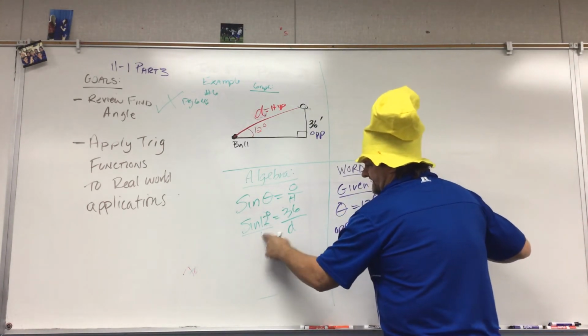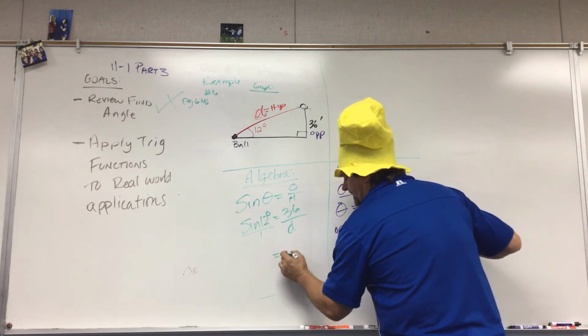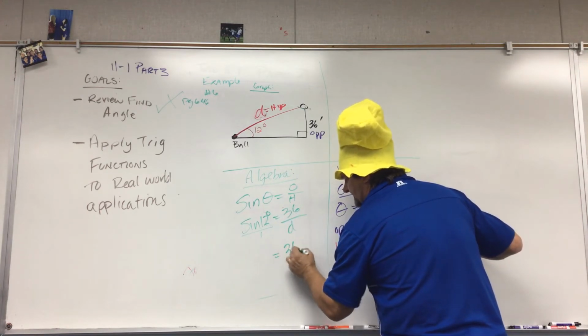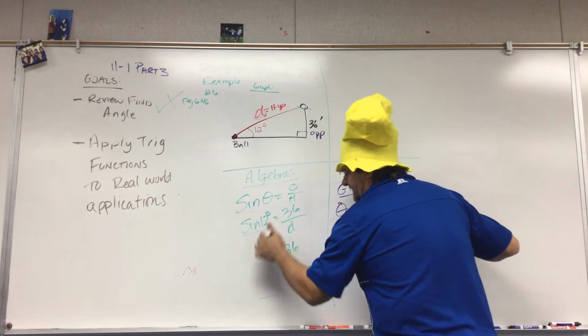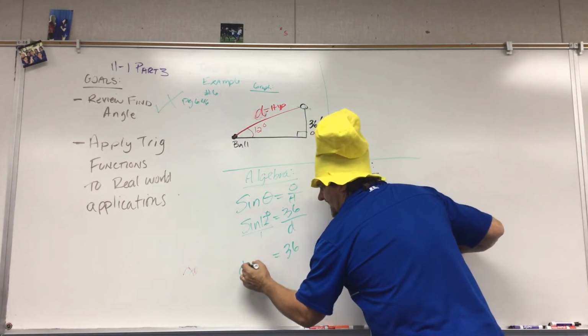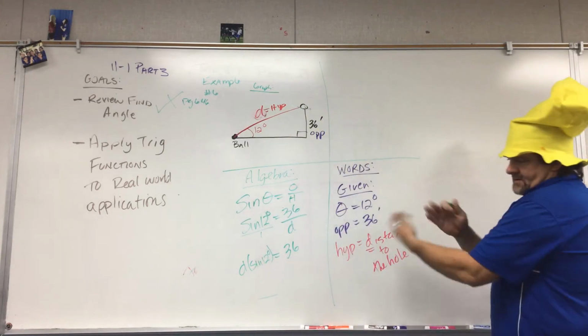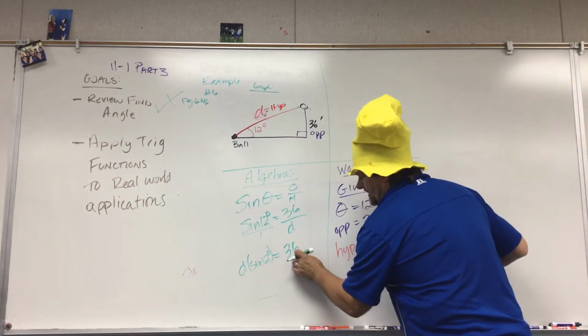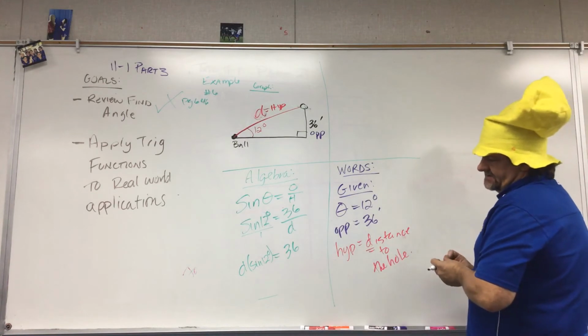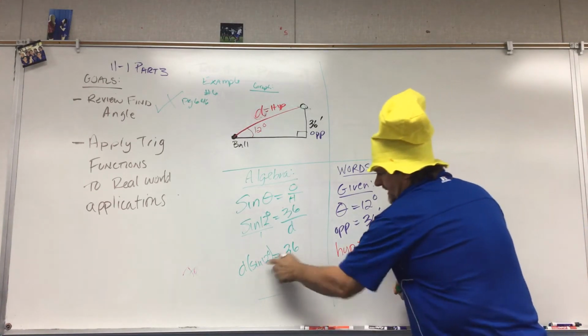So bottom left times top right goes on the right. 1 times 36 is 36. Bottom right to top left goes on the left. Sine of 12 degrees. It can go either way: this can be over here and 36 can be over there. I just like to do it this way. It's my personal preference.